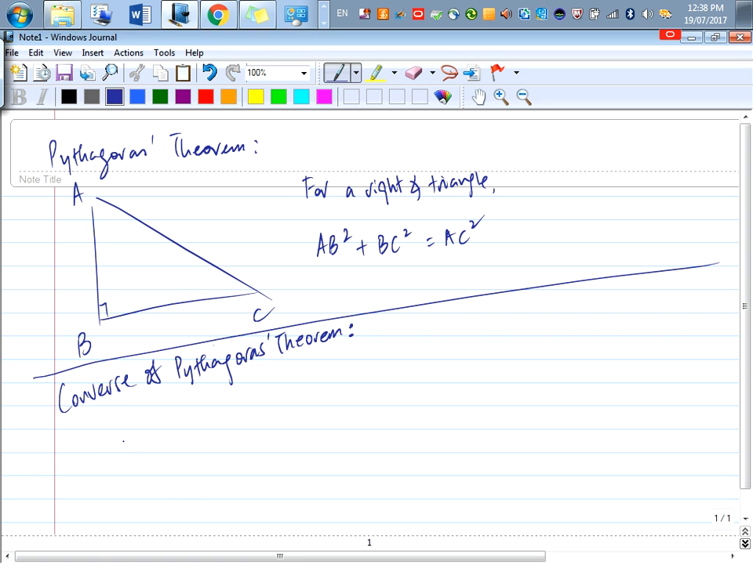Okay, so let me draw a diagram. Let's say I have another triangle, A, B, and C. Did I state any of the angles in my second triangle? I didn't state. So we don't know any of the angles. I don't know whether any of them is 90 degrees or not. But if I want to prove it, I will need to use converse of Pythagoras theorem. And this is how I'm going to do it.